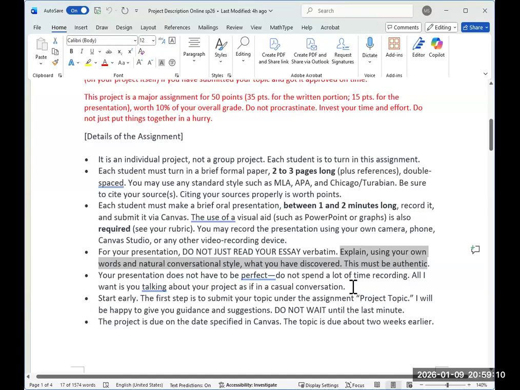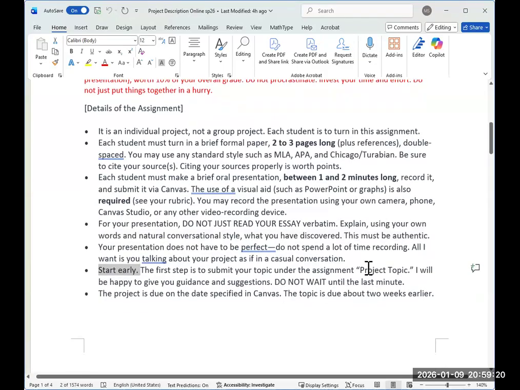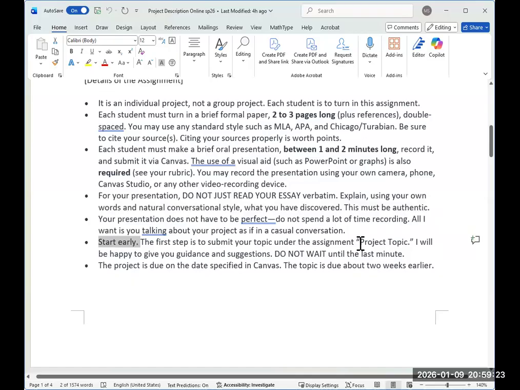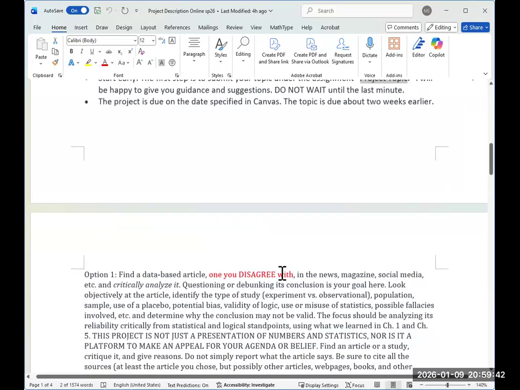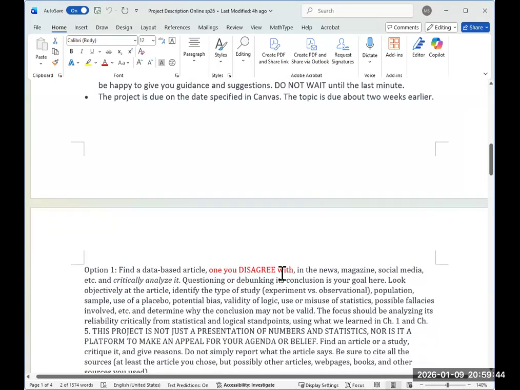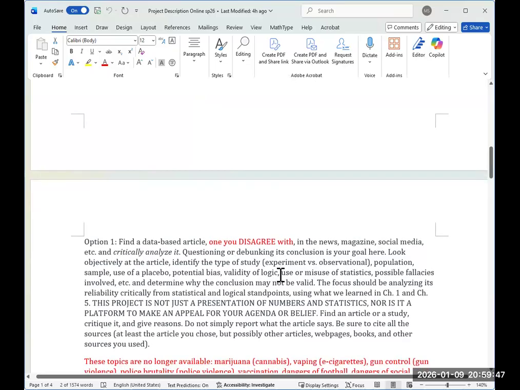It cannot be scripted. That's very important for you to understand. Your presentation doesn't have to be perfect, so don't spend too much time recording yourself, right? But make sure you start early, and of course, everything, including the project topic, should be submitted in Canvas. You'll have a couple of weeks to work on this project, but do not wait until the last minute. I know it's busy at the end of the semester, but please do not wait until the last minute to start working on this assignment.